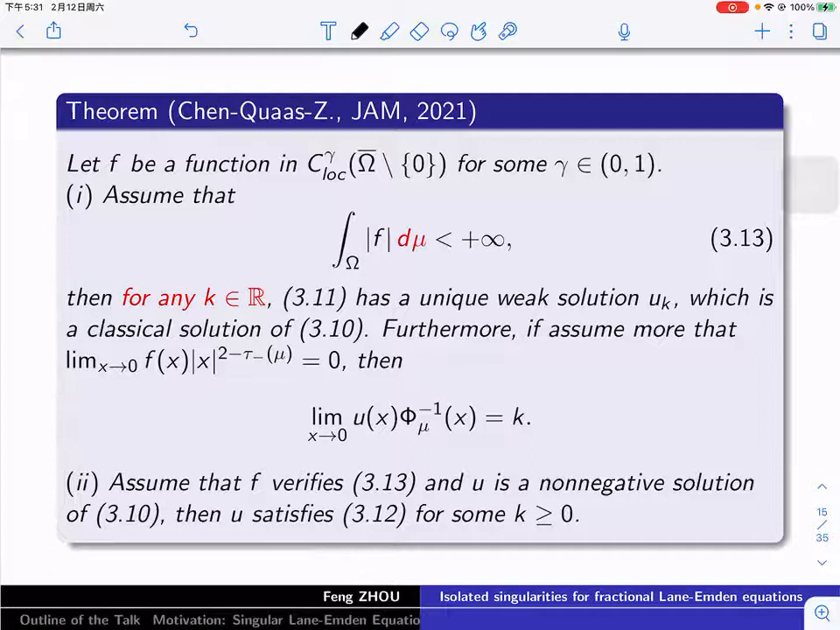It is a classical solution of 3.10. If we assume more, that the limit of f times modulo of x to the 2 minus tau minus, as x goes to 0, equals 0, then the behavior of the solution near the singularity 0 is like the function phi_mu.